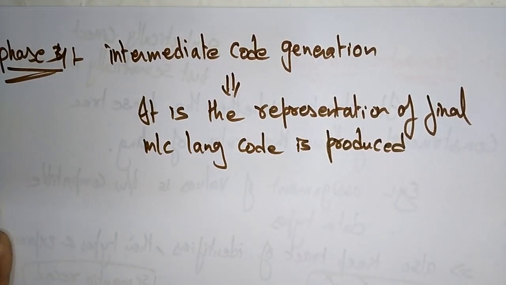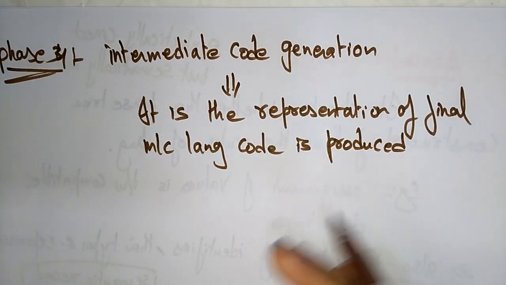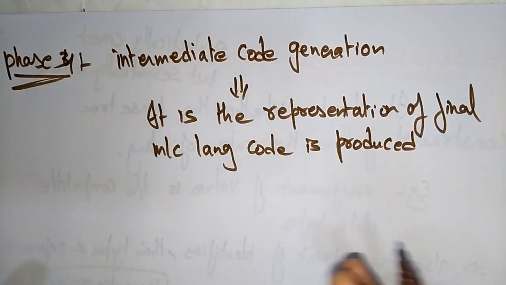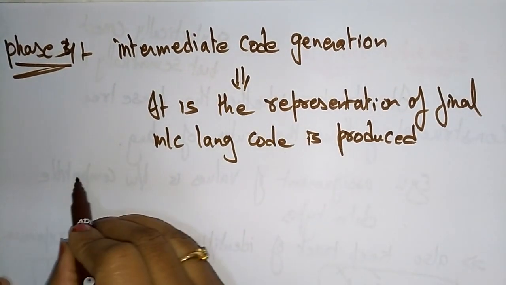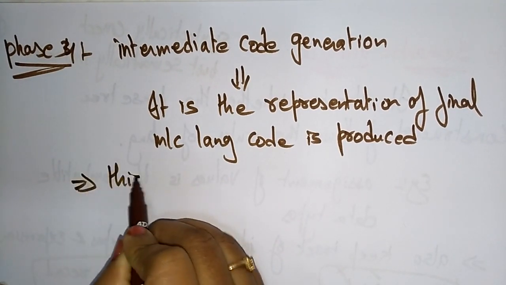Okay, so far we had seen the analysis phase. Now we entered into the synthesis phase. The synthesis phase concentrates on the machine dependent part. So far phase 1, phase 2, phase 3 are language dependent, but from phase 4 onwards it is machine dependent.